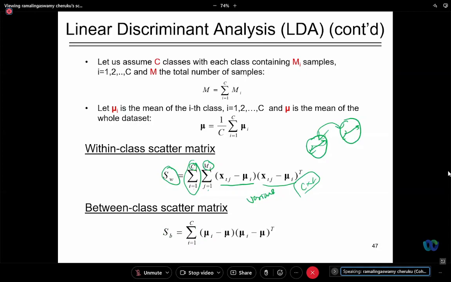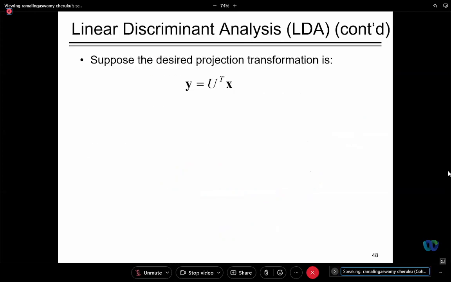Now the between-class scatterness: how much is the scatterness between any two classes? This is very useful because that will identify the best discriminative information so that we can easily discriminate the data. So it is the summation of i equal to 1 to C of mu i minus mu times mu i minus mu transpose, where mu i is the mean of the individual class and mu is the mean of the whole data, for C classes.